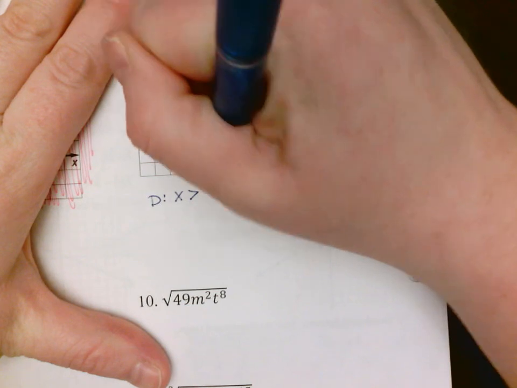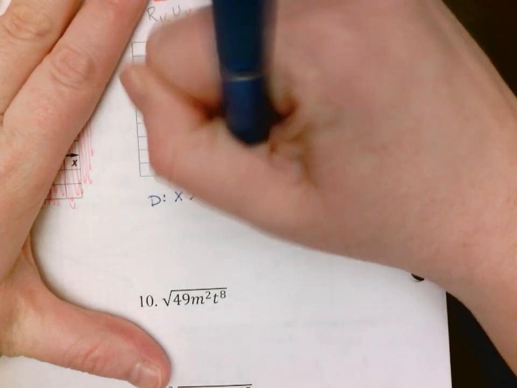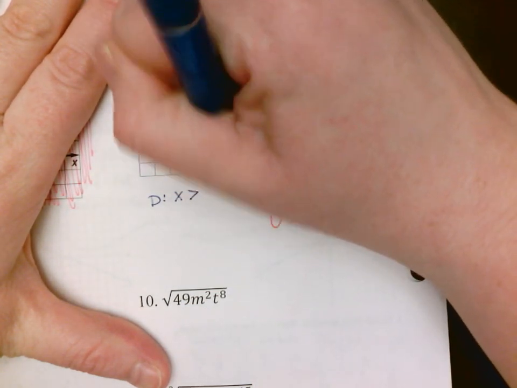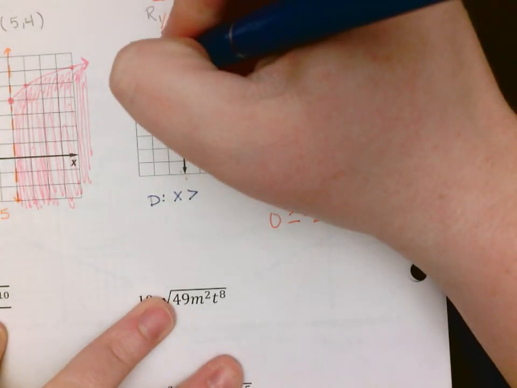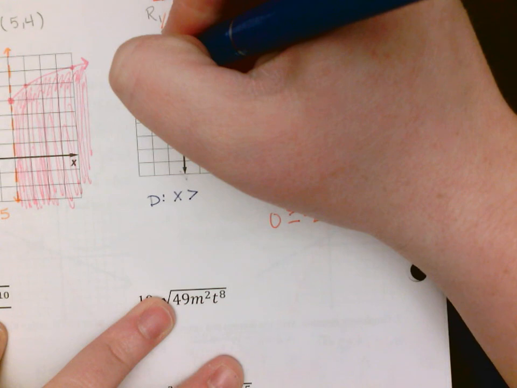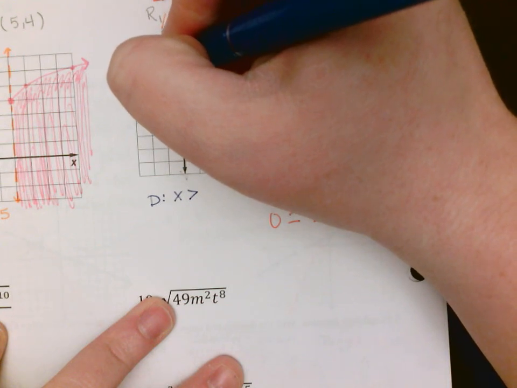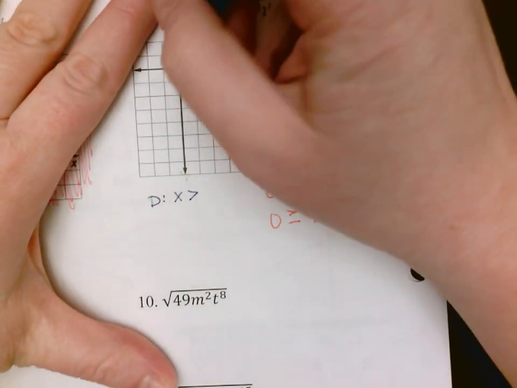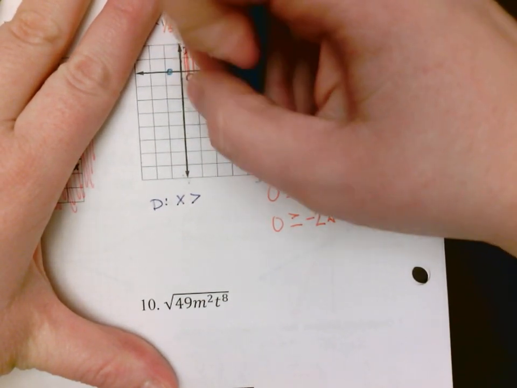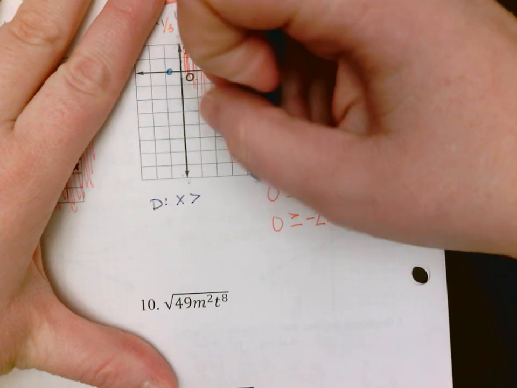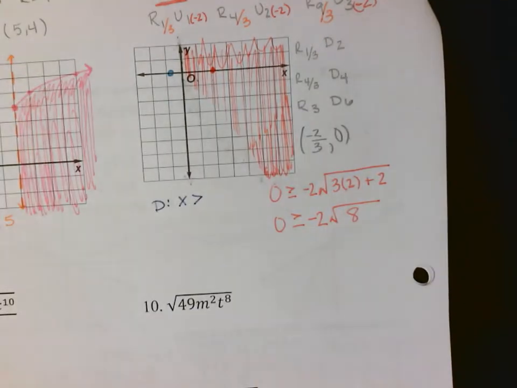I'm so glad I caught this now. That's okay. Still going to test that point. I'm just going to fix my graph. So negative 2/3 is over here. I'm going to change some of this graph because that changes some of my points. Not my test point though.